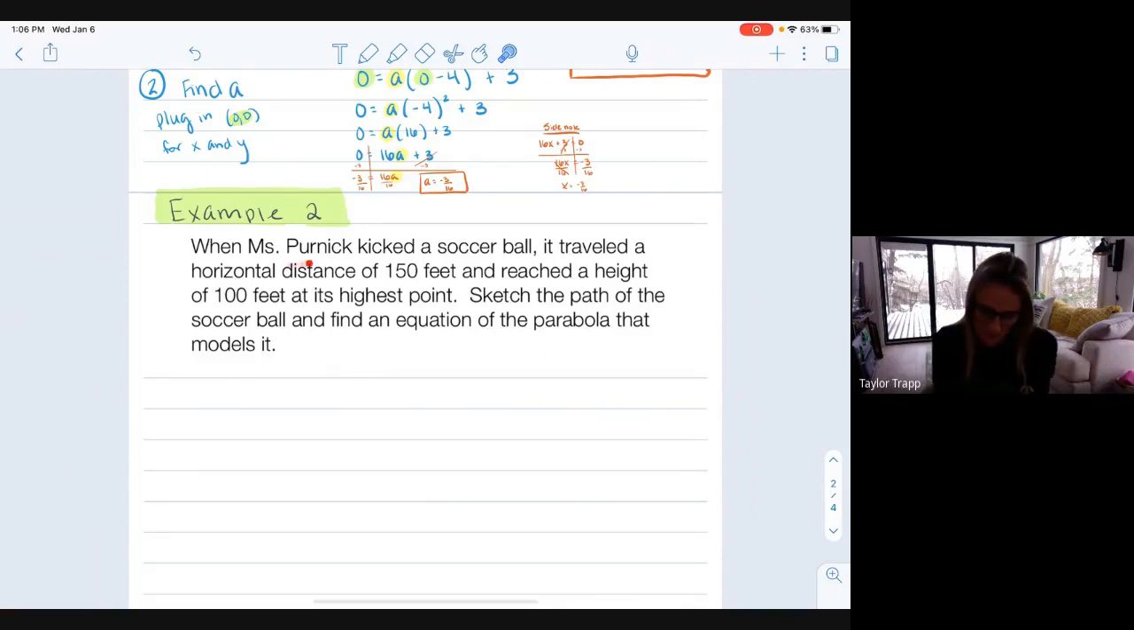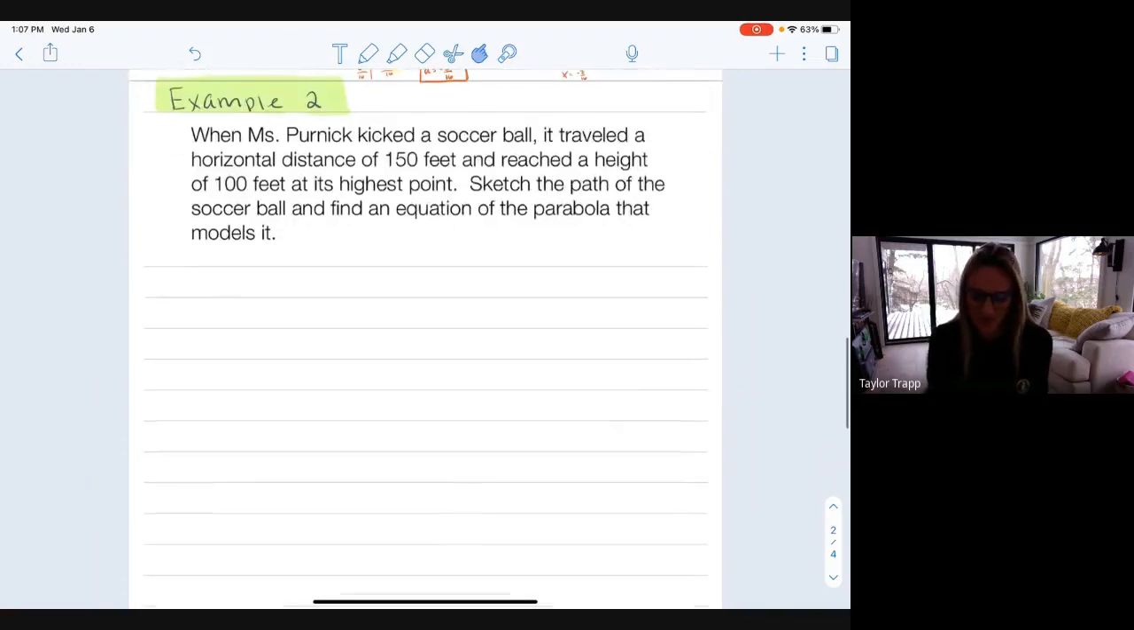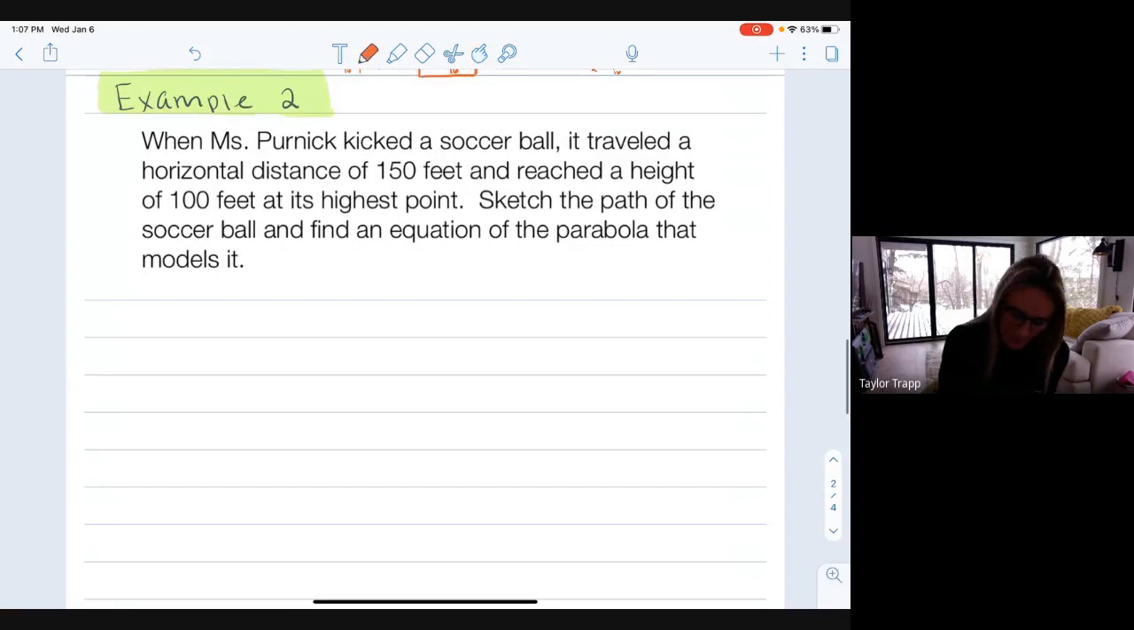Okay. So it says when Miss Pernick kicked a soccer ball, it traveled a horizontal distance of 150 feet and it reached a height of 100 feet at its highest point. So sketch the path of the soccer ball and find the equation of the parabola that models it. Okay, so it says sketch the path and then find the equation. So we'll start with a sketch, which makes these problems way easier anyway. So we can have a visual.